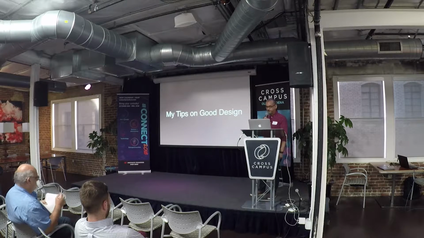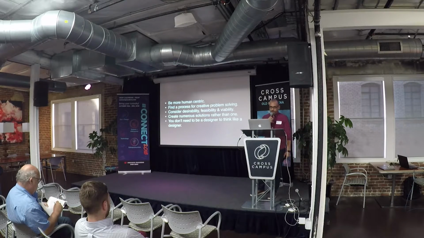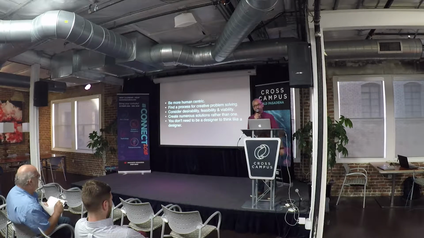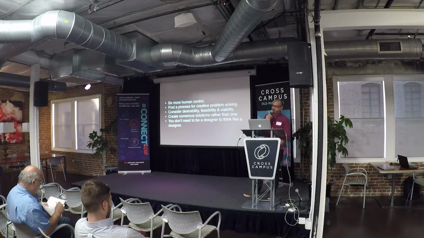Here are some of my tips for good design, okay? Be more human-centric. Let's talk about the problem. Find a process for creative problem solving. Any process. There are lots of processes out there, but the ones that work are the ones that create great products, like design thinking, in my opinion. There's a lot of arguments about that, but I believe in it. Consider desirability, feasibility, and viability when you're designing a product, please. Create numerous solutions rather than one. I think we can solve a lot more problems if we just think harder.